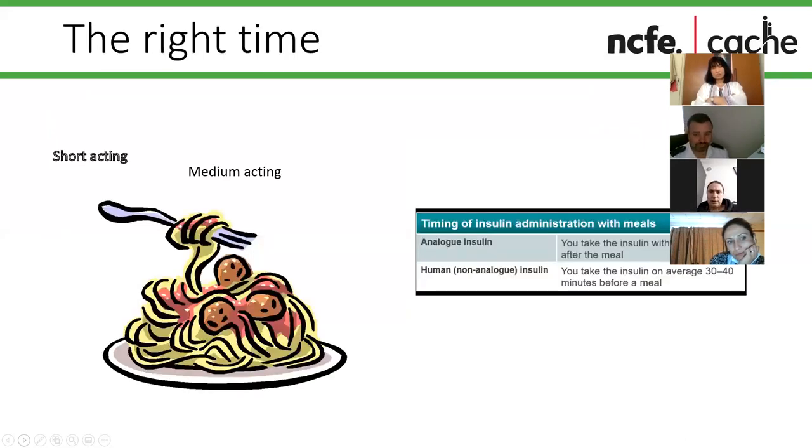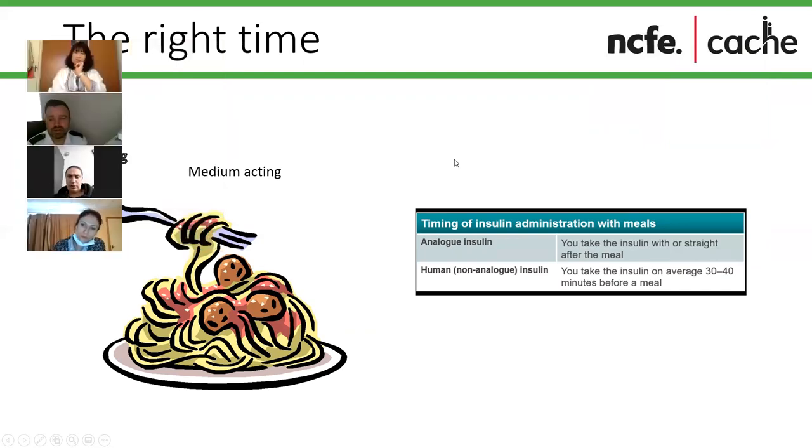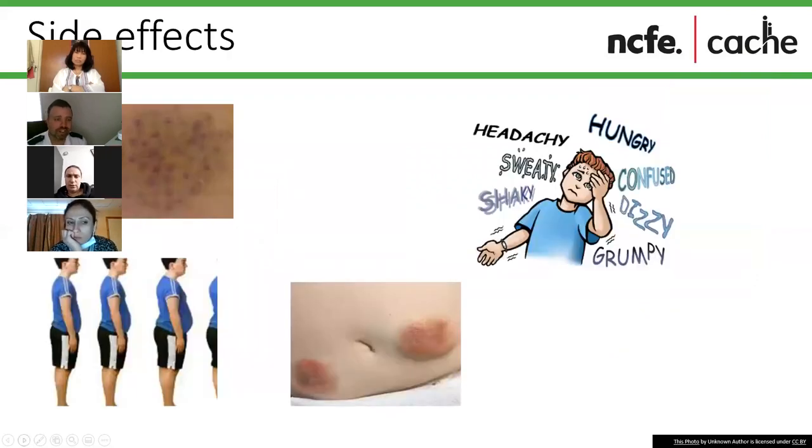So looking then at the right time, obviously making sure you know if it's the short acting insulin, you'll take your insulin with or straight after your meal. And if it's not, you may take the insulin on average between 30 or 40 minutes before your meal. So again, just knowing when that is.